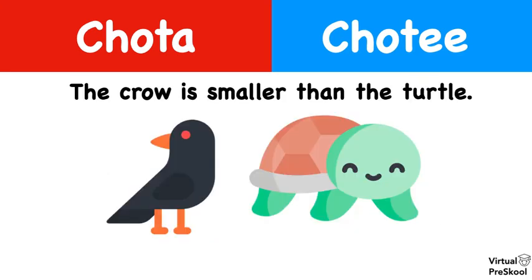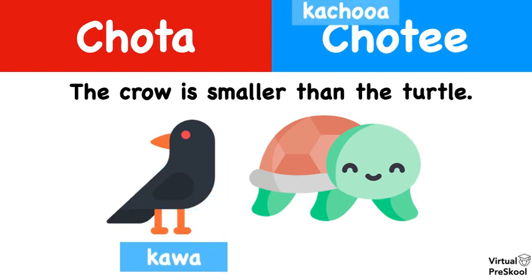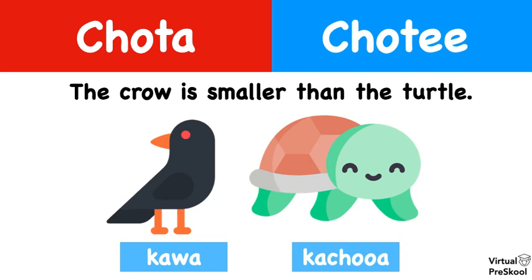Another one. The crow is smaller than the turtle. We practice these words. Do you remember how to say crow or turtle? Crow is kawa. Turtle is kachua. So, would we use chota or choti? Well, is the sentence about the crow or the turtle? It's about the crow. So we would use chota because crow is kawa. So put the sentence together. How would we say the crow is smaller than the turtle?